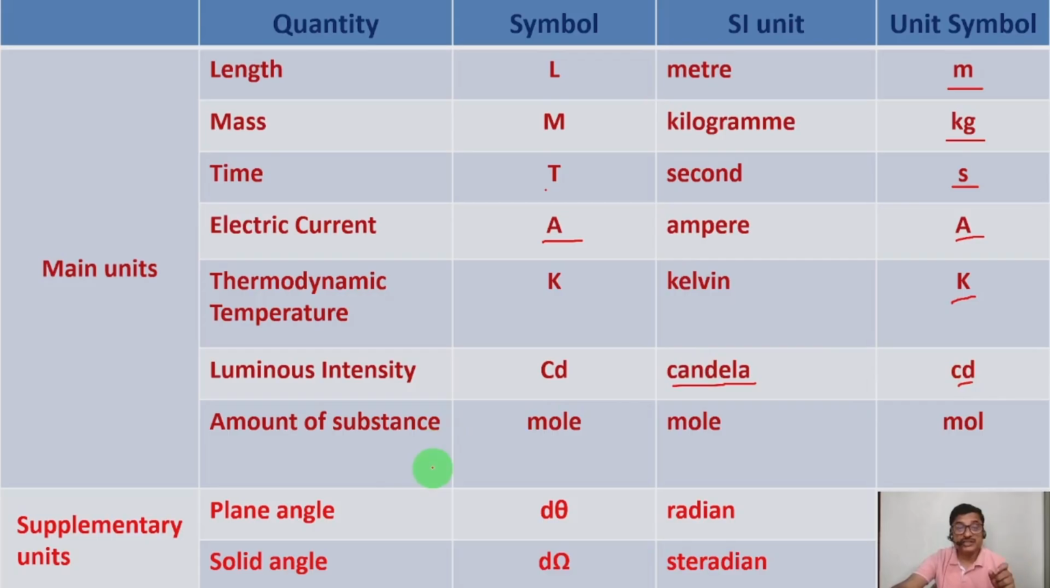The last fundamental unit is amount of substance. The amount of any substance at the atomic or molecular level, their quantity, that we can measure in terms of the mole. Mole is the physical quantity, and the SI unit is also mole. MOL is the unit symbol for this amount of substance.